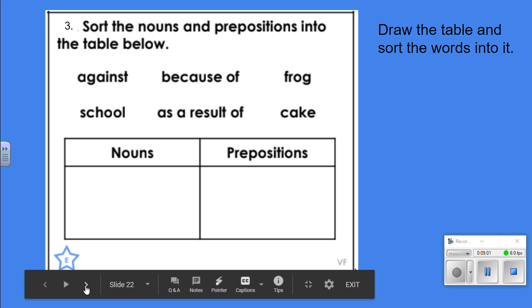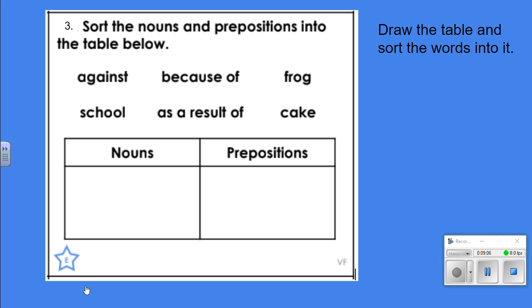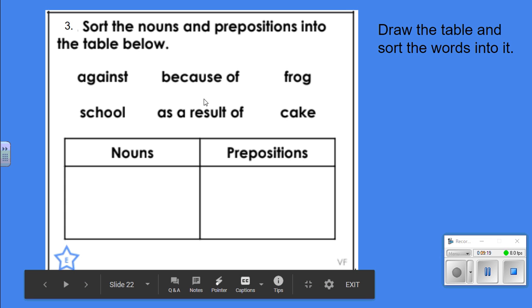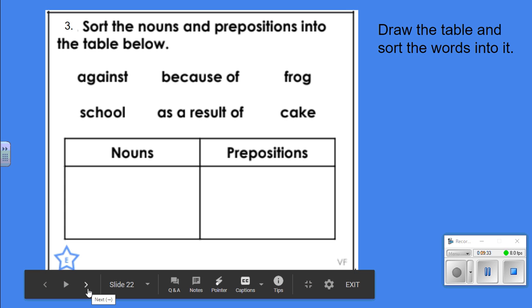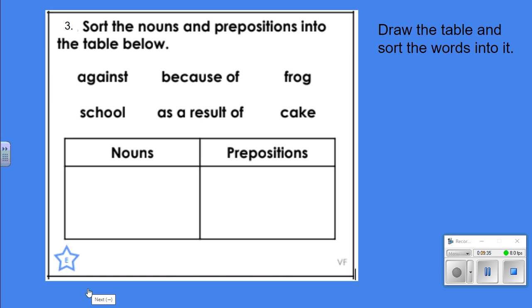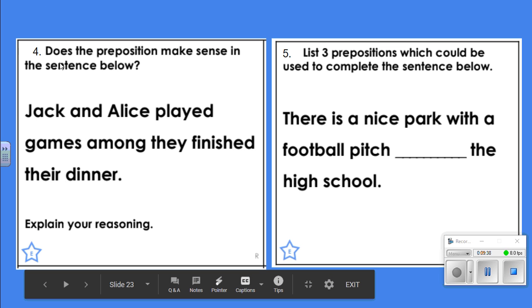Okay, number 3, can you draw this table in your book? If you could find a ruler to make sure that you draw it neatly, or if you're struggling to find a ruler, maybe you could write 2 different lists, the nouns and the prepositions, and then have a look at these 6 words: against, because of, frog, school, as a result of, and cake, and make sure that you put them in the correct list. Are they a noun or are they a preposition? Okay, so now when you finish that, have a look at question number 4.